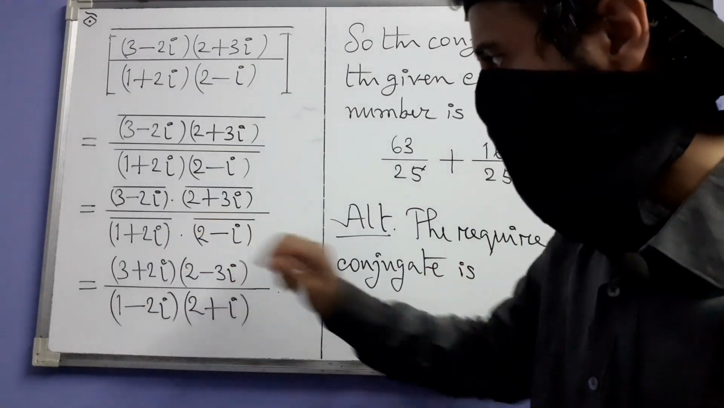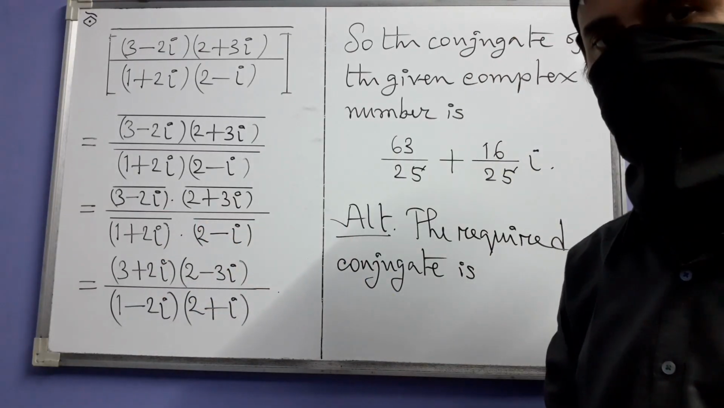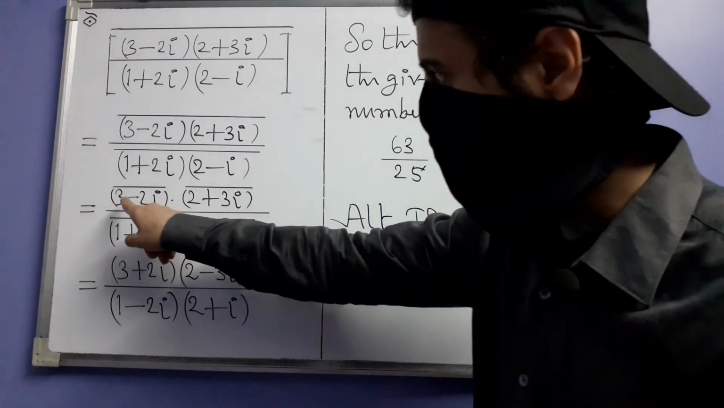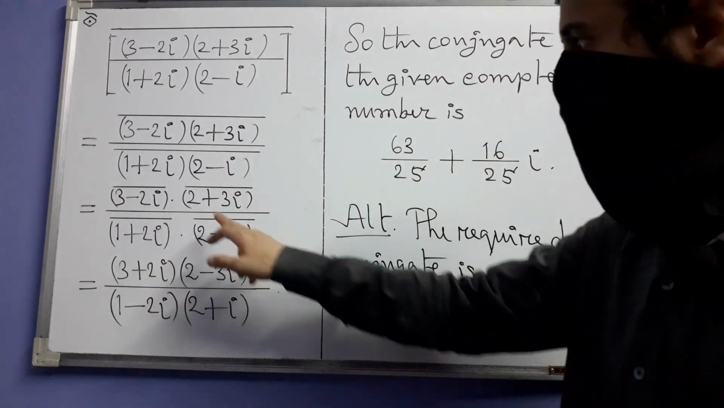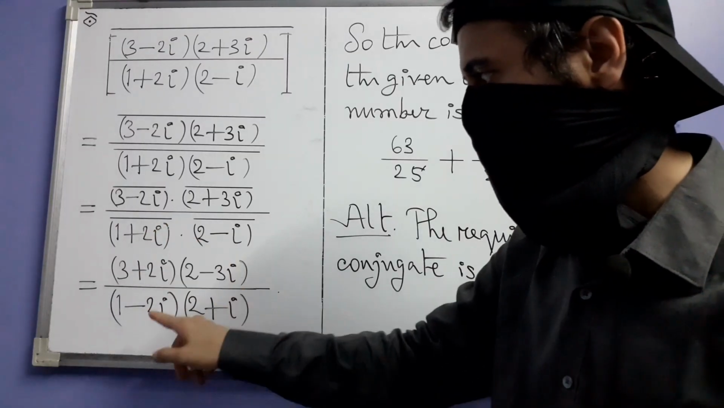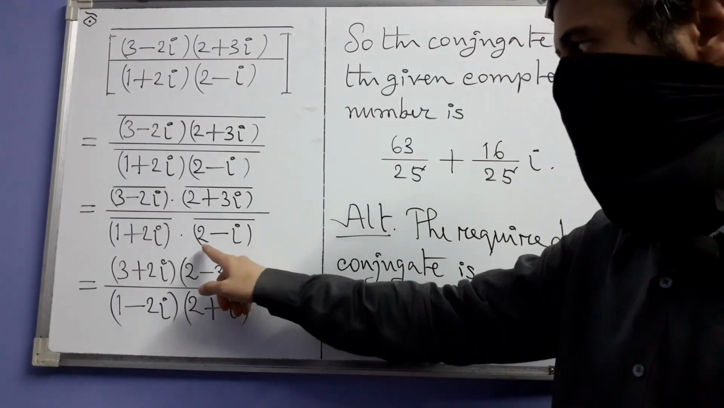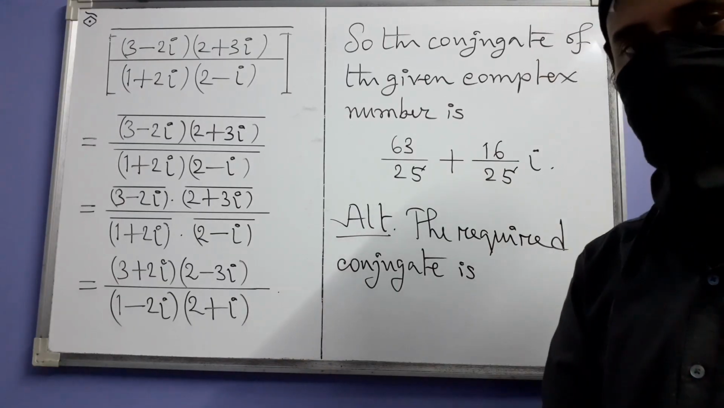So that way we have this, and then you can just take the conjugates of these individual complex numbers. 3 minus 2i has the conjugate 3 plus 2i. 2 plus 3i would become 2 minus 3i. 1 plus 2i would become 1 minus 2i, and 2 minus i would become 2 plus i. So this is the complex conjugate.